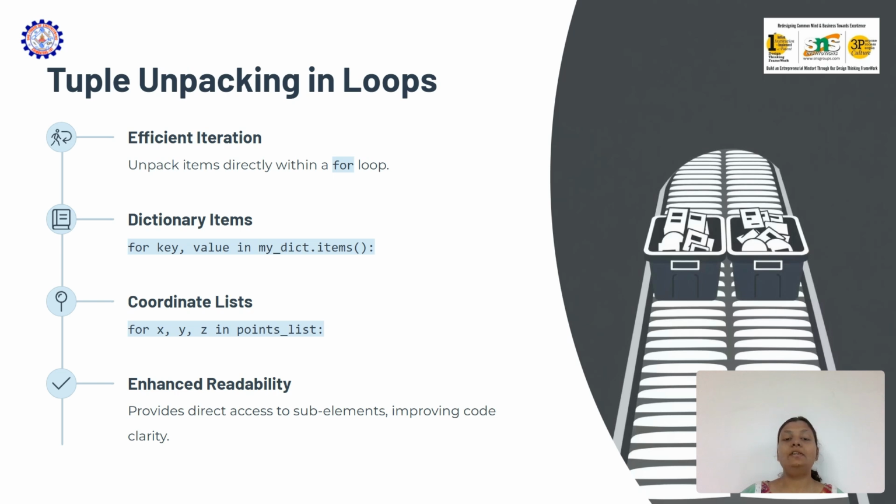Tuple unpacking in loops: efficient iteration. Unpack items directly within a for loop. Dictionary items: for key, value in my_dictionary.items(). Coordinate list: for x, y, z in points_list. Enhanced readability provides direct access to sub-elements, improving code clarity.